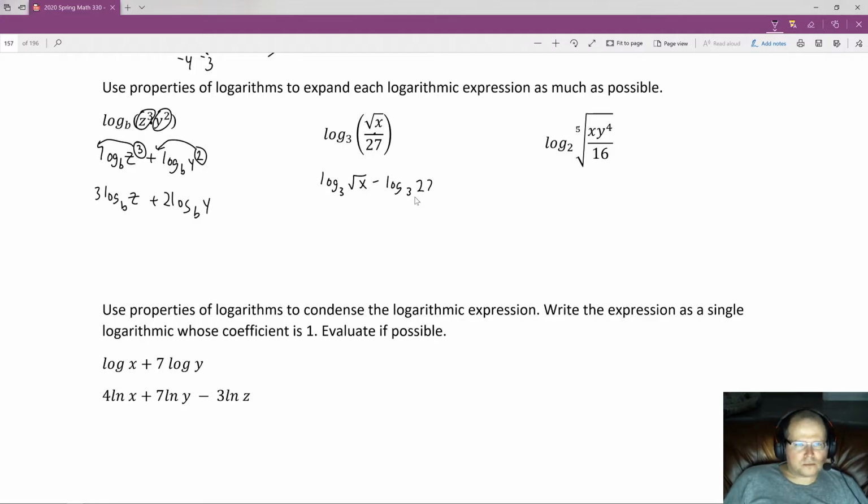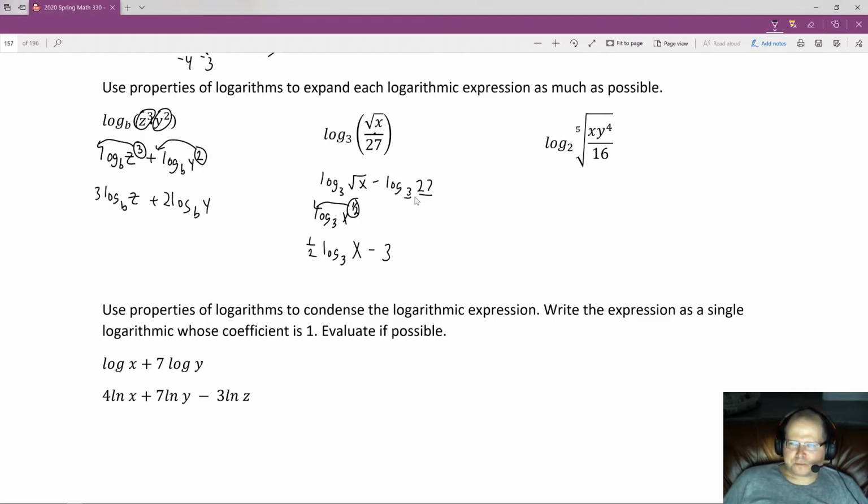Now, I can rewrite that square root with a 1/2 exponent, and then I can pull that exponent to the front. So that would give me 1/2 log base 3 of x minus, and 3 to what power is equal to 27, right? 3 to what power is 27? Well, that's 3. So we end up with 1/2 log base 3 of x minus 3.